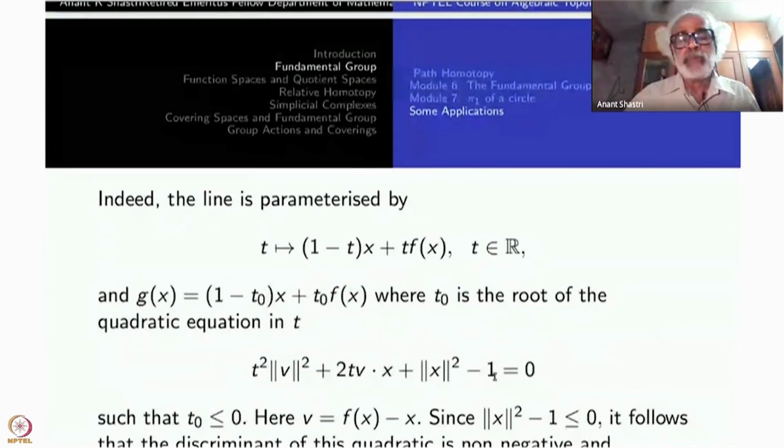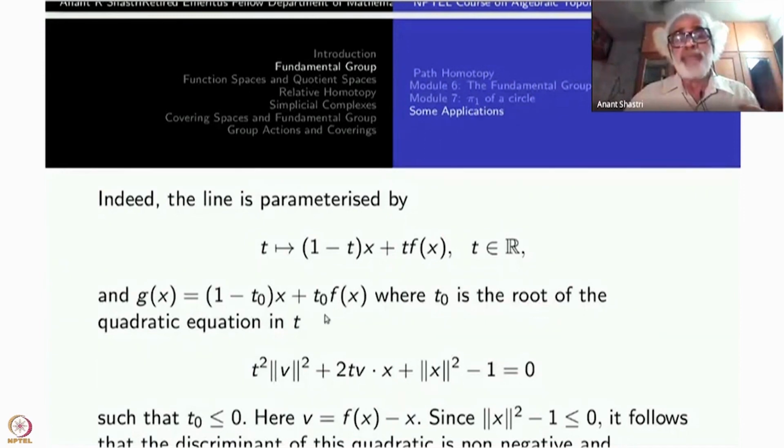Okay. So that is the solution of this. When t equals t naught, you get this one. So this is the equation. It's a quadratic equation. Norm v is given. What is norm v? Namely fx here.